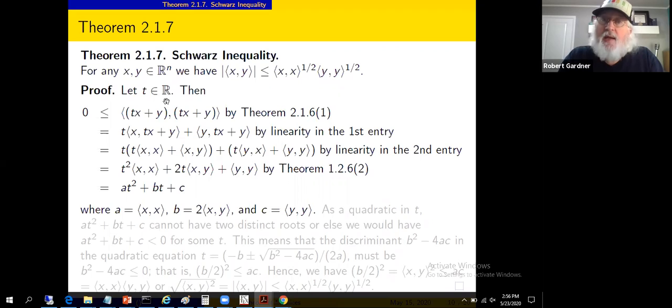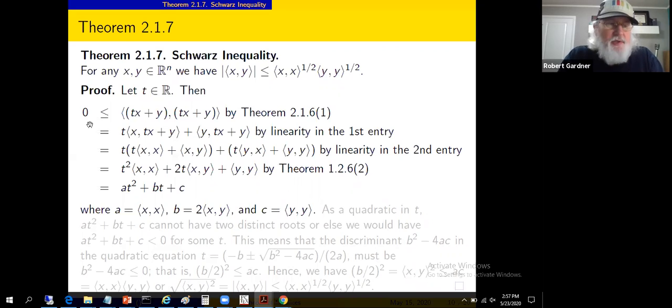So we're picking this scalar out of nowhere. And we're going to consider the inner product of tx plus y with itself. We just saw upstairs, part 1 of theorem 2.1.6. The inner product of a vector with itself is greater than or equal to 0. In fact, the only time it equals 0 is when one of these constituents is 0. But the inner product of a vector with itself is non-negative.